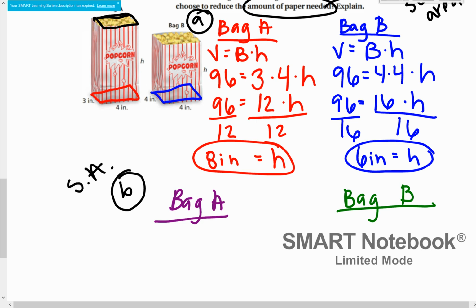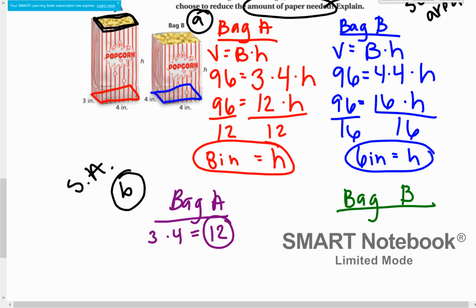Normally when we find the surface area of a rectangular prism, we're going to multiply each side by 2 since there's an opposite side. But when we find this bottom, we have to remember not to multiply it by 2 because there is no top. So we have our 3 by 4 base, and we are not going to multiply it by 2 because there is no top.